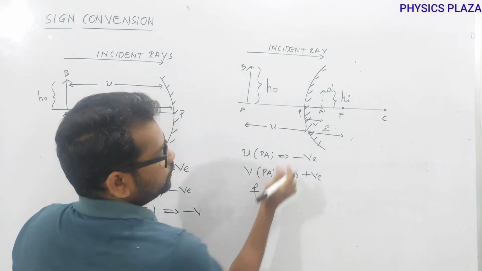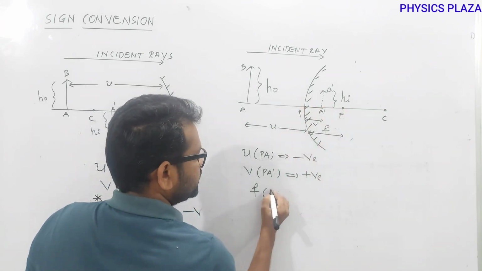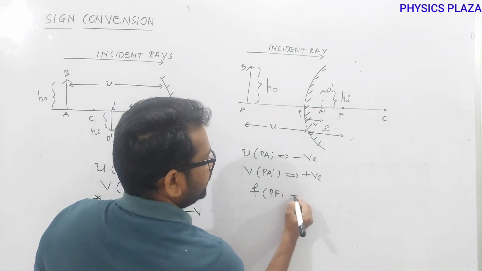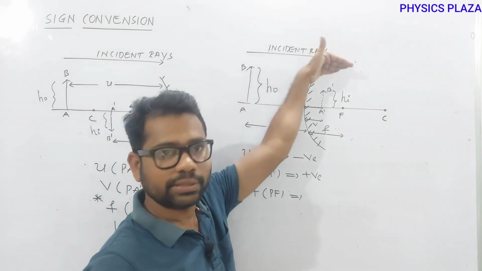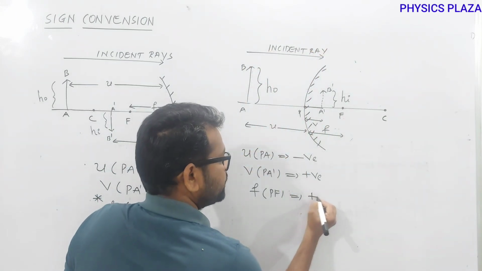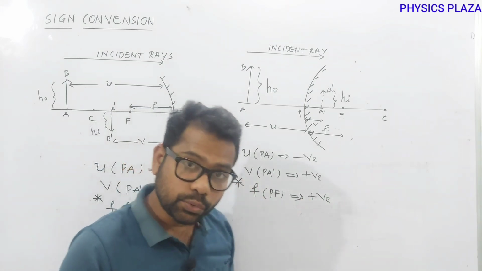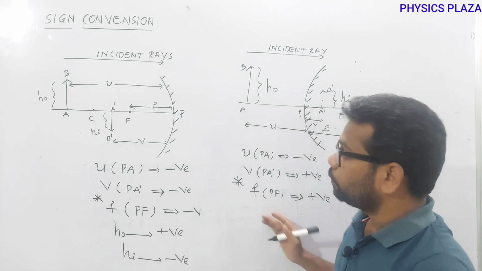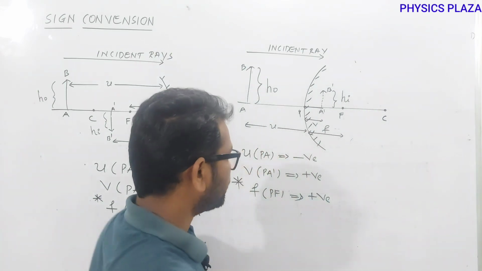Now, focal length P to F. We will start from P and measure to F, that is PF. While we are measuring P to F, we are moving in the direction of the incident ray. That is positive, which is very, very important. For a convex mirror, focal length is always positive, whereas for a concave mirror, the focal length is always negative. Very, very important. Okay, fine.